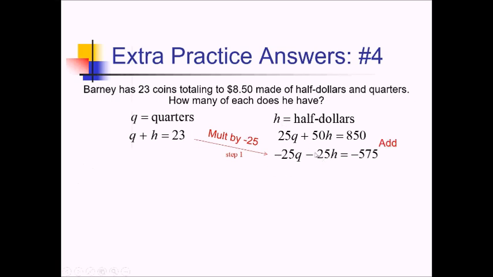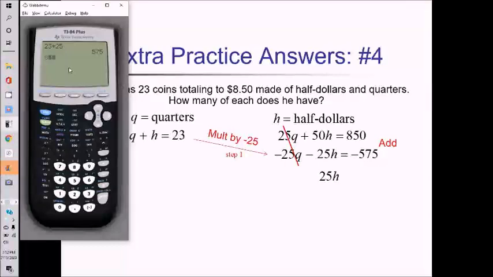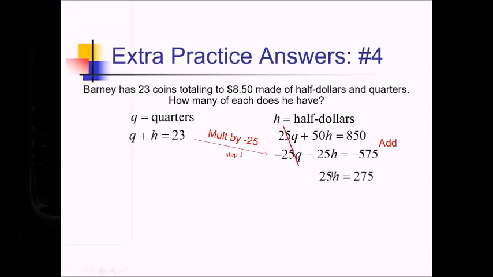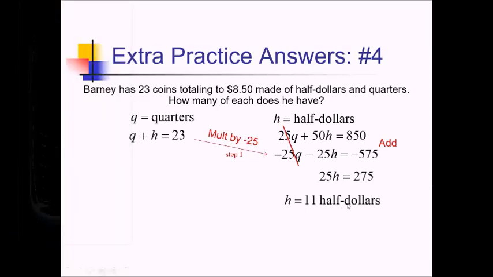Adding those equations together, we've got those Qs canceling out, and 50 minus 25, that's a little bit easier. That's also 25H. And let's see, 850 minus 575. Let me go back to the calculator. I feel like I'm going to use it a few times. So we got 850 minus 575, and that comes out to 275. And then we have to divide that by 25. Might as well just keep going the way we're going here. Answer divided by 25 gives me 11. So that's 11 half dollars we've got.